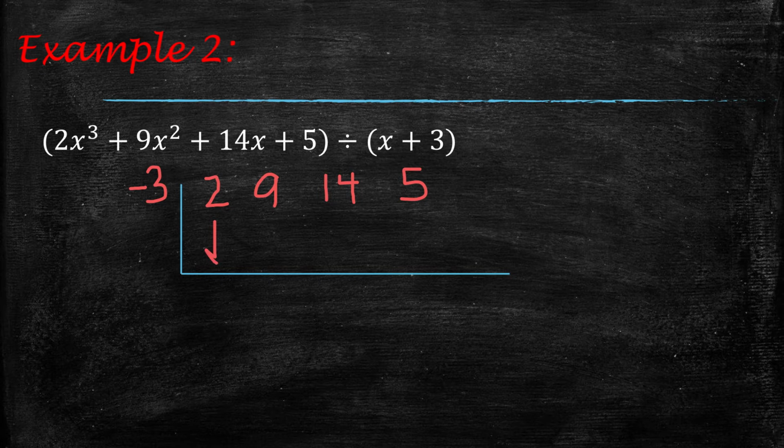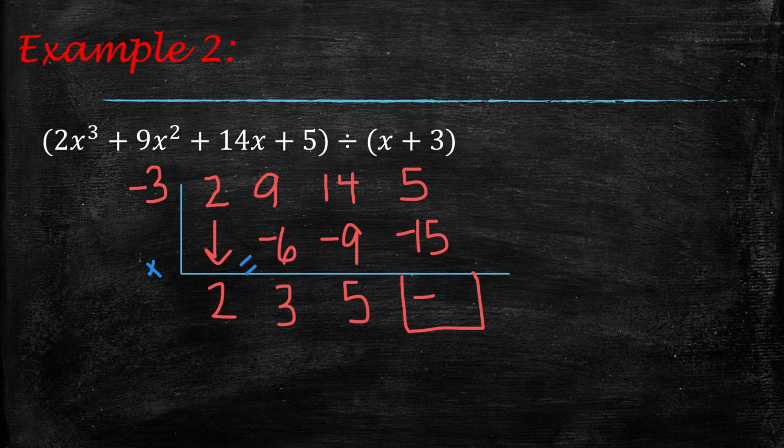So the very first step, you always bring down your first number. Then you're going to multiply. So take those two numbers and multiply them together and put it here. So negative 3 times 2 is negative 6. Then you add 3. 3 times negative 3 is negative 9. That gives you 5. And then 5 times negative 3 is negative 15, which would give you that remainder of negative 10.